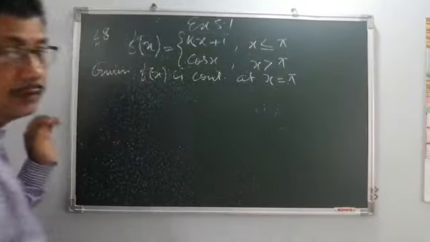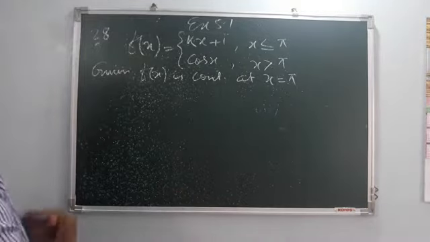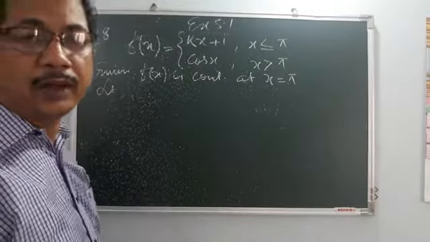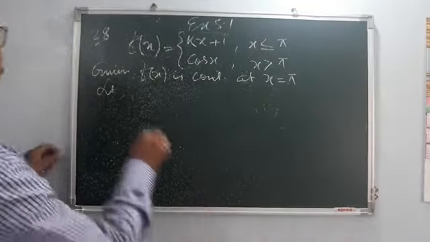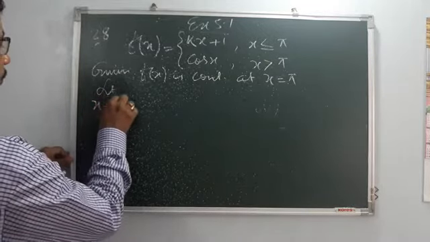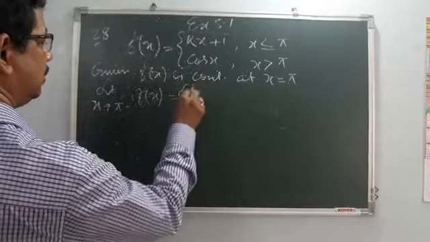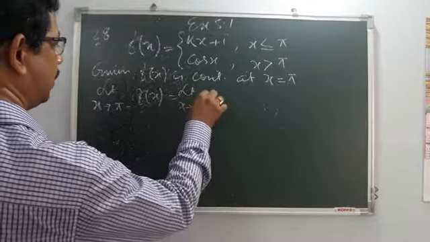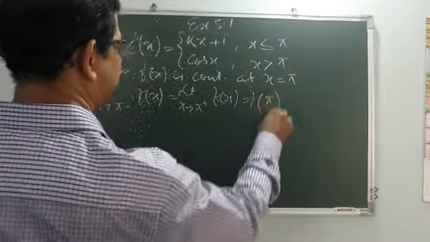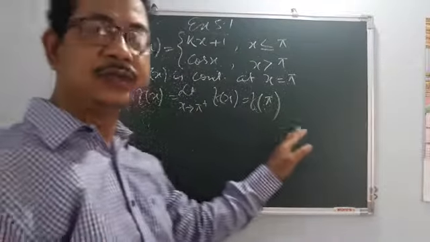It is given. Here also we will use LHL and RHL. Of course, as it is continuous at x equal to pi, we will use the formula: LHL is equal to RHL is equal to f(a). Limit x tends to pi minus f(x), limit x tends to pi plus f(x), and f(pi). See here, this is LHL, this is RHL, this is f(a).